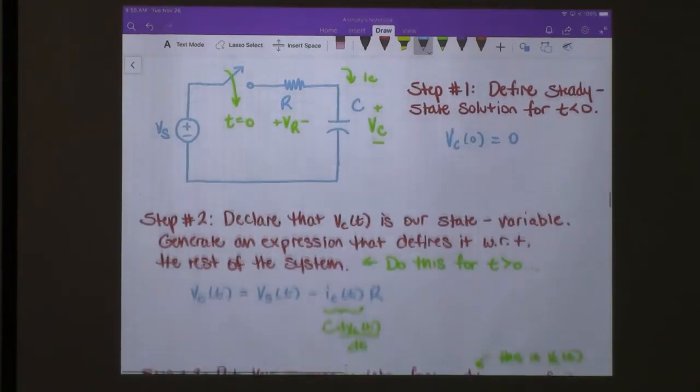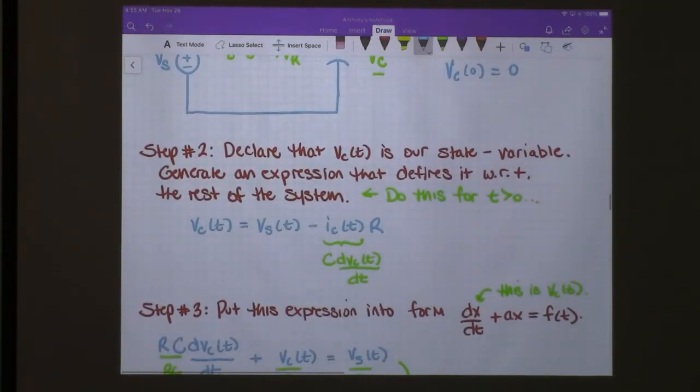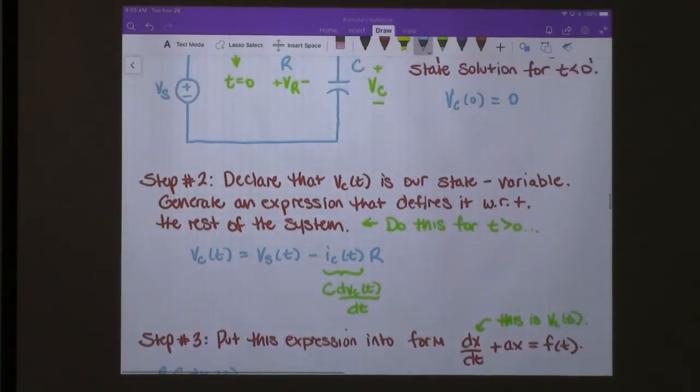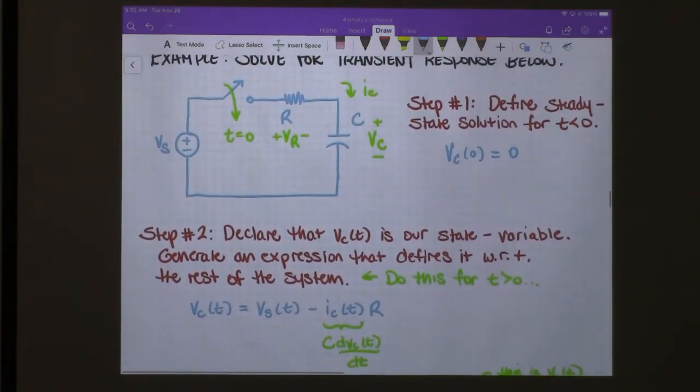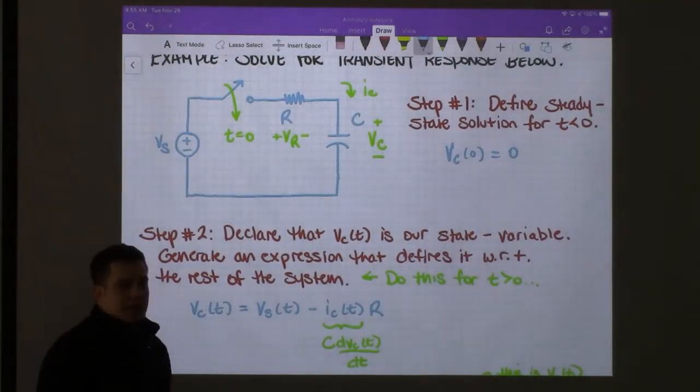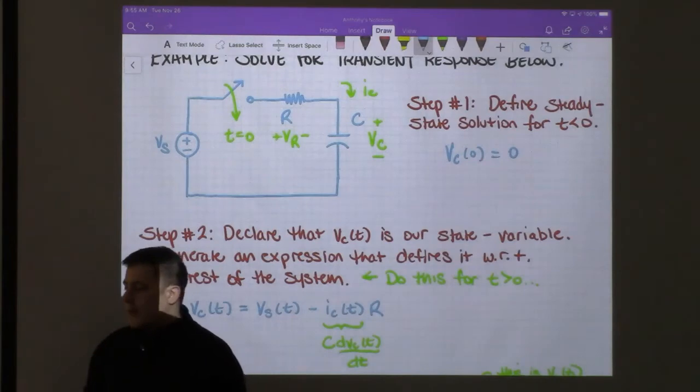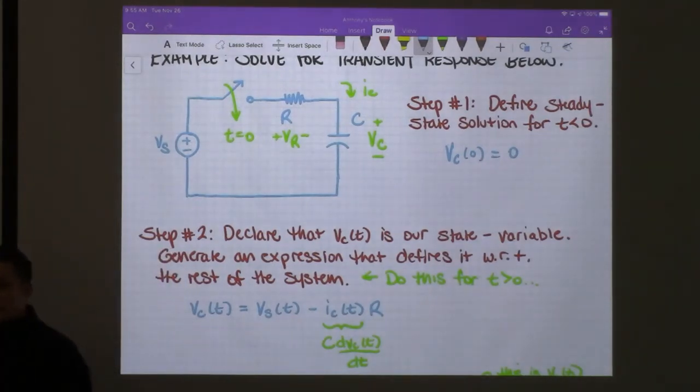So now moving on. Step 2. We need to declare that VC is our state variable, right? This has a capacitor. And we're going to generate an expression that defines it with respect to the rest of the system. More or less, for the problems that involve capacitors, we'll be using KCL, because that'll give us an expression in terms of IC, and then IC is a function of dVC dt.